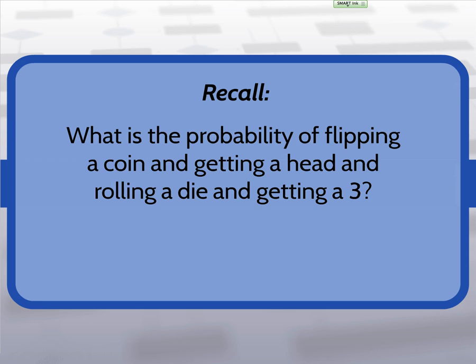So if we just think about this for a second, what is the probability of flipping a coin, getting a head, and then rolling a die and getting a 3? So these are two separate events.